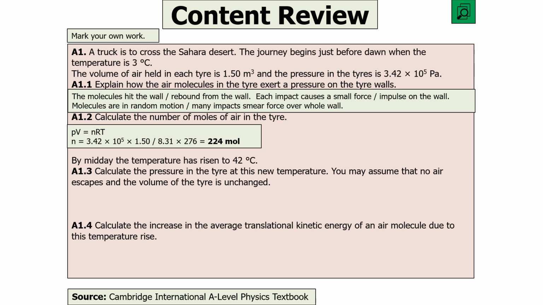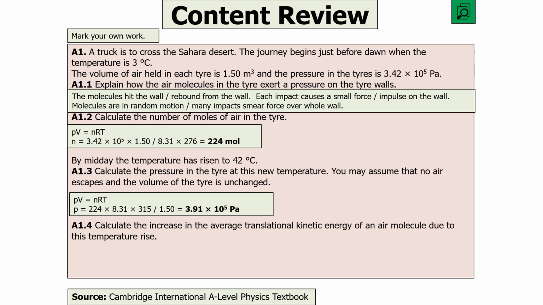Again, you can do the same one now, but again, we have P, V, n, R, T. Because none of the air has escaped, it has the same number of moles as before. T has now changed. Remember, we changed into Kelvin, so it's 315. So you get 3.91 times 10 to the 5 pascals.